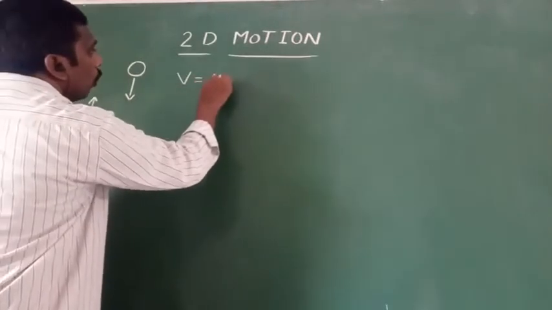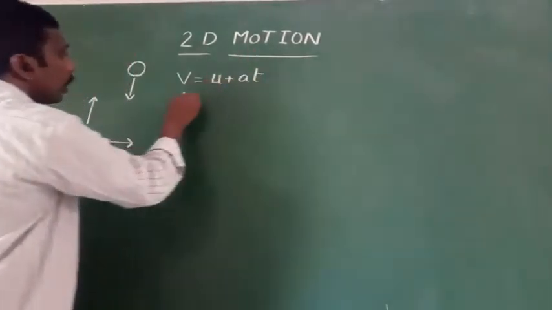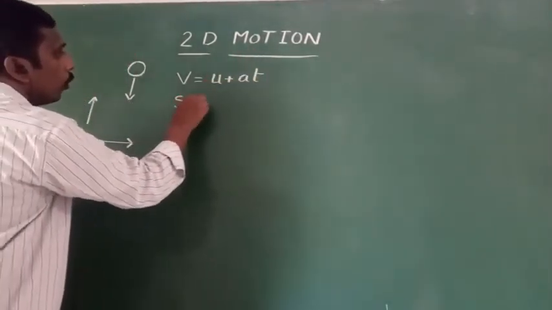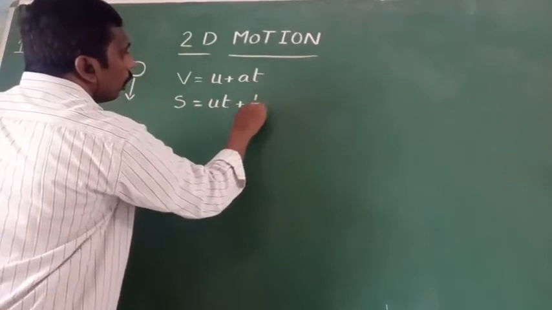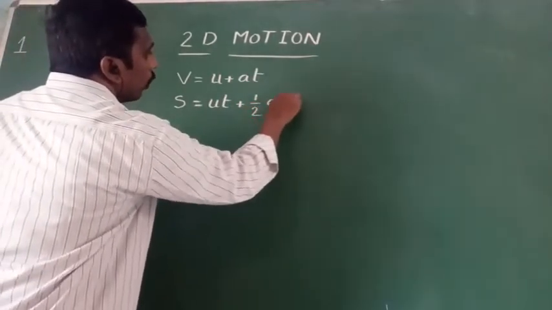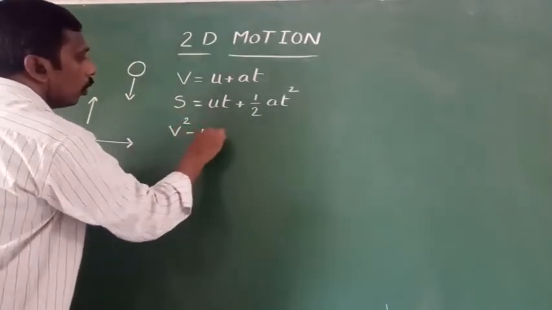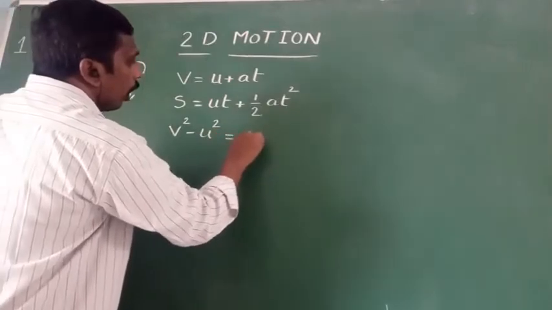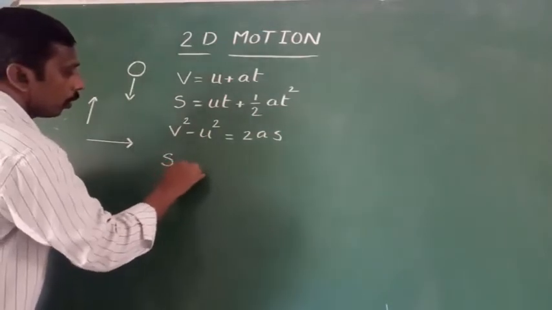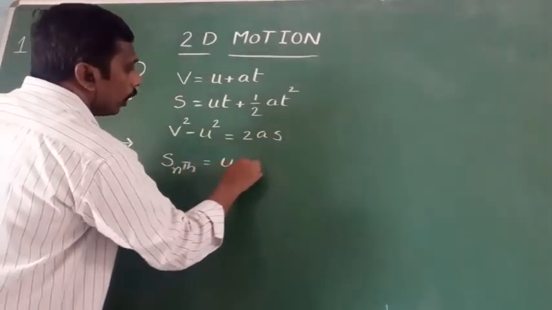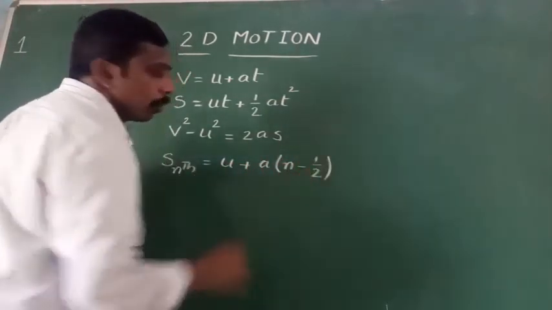v is equal to u plus at. Second equation, s is equal to ut plus half at square. Third equation, v square minus u square is equal to 2as. And fourth equation, Sn is equal to u plus a into (n minus half). So these equations we usually know in one-dimensional motion.